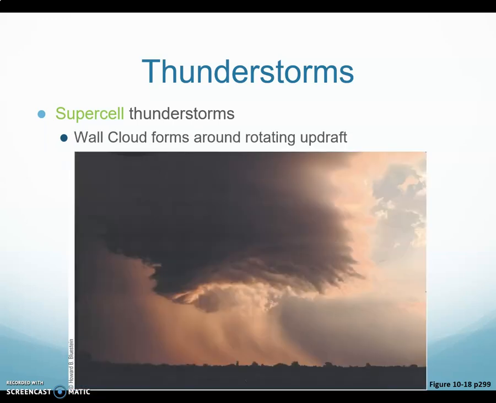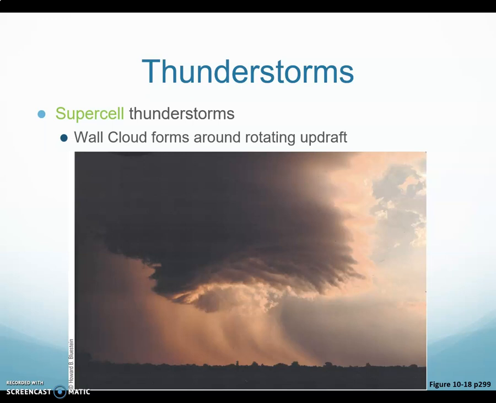So here's another picture of the base of a supercell thunderstorm looking at the wall cloud. All right, there's your supercell thunderstorm. We'll pick up more on the supercell thunderstorm when we talk about tornadoes.